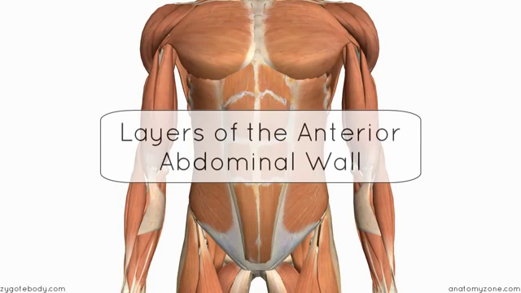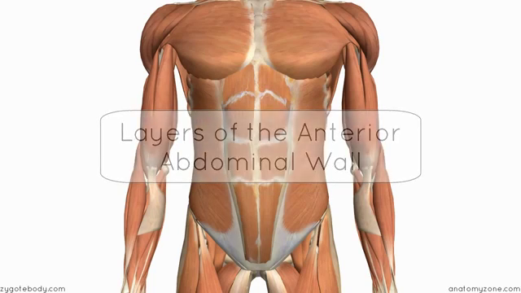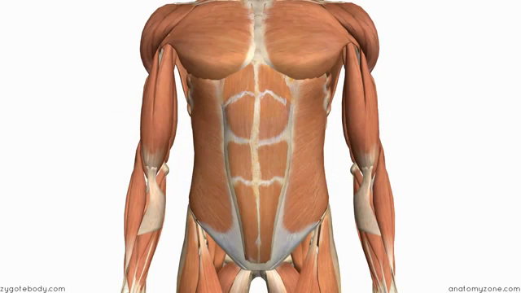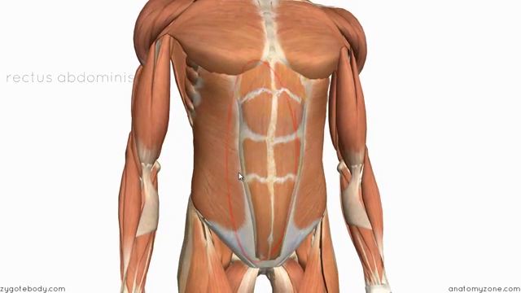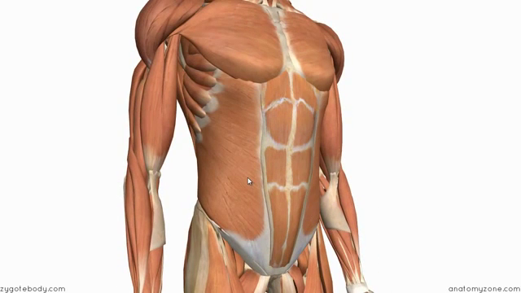Okay, so this is a tutorial on the different layers of the abdominal wall. Firstly I'm just going to show you the various muscles very briefly, and then we'll run through the different layers that make up the abdominal wall. Right in the middle we've got this muscle here, which is called the rectus abdominis, and then laterally on the side we've got three different muscles.